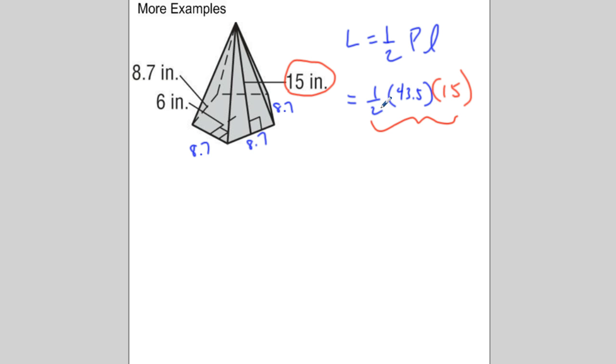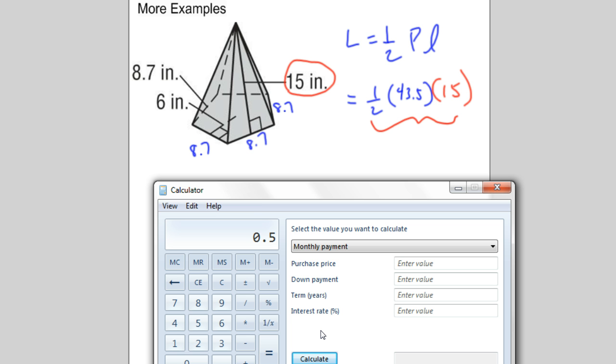1/2, you can use 0.5 if you want, times 43.5, times 15, and it looks like it's 322.25. Well, I just double checked my math, and I think I might have punched in something wrong, so I'm going to do it again. 0.5 times 43.5 times 15. 326.25.